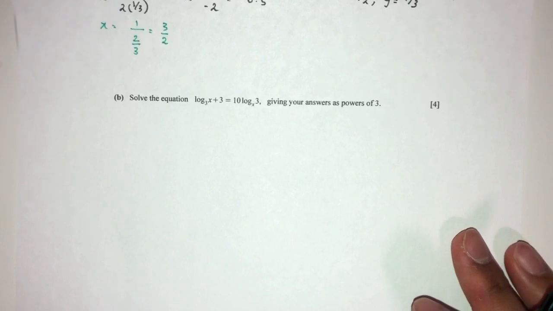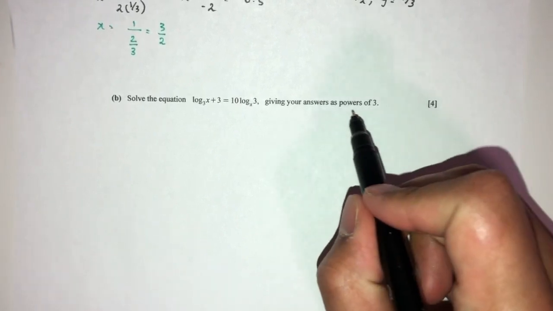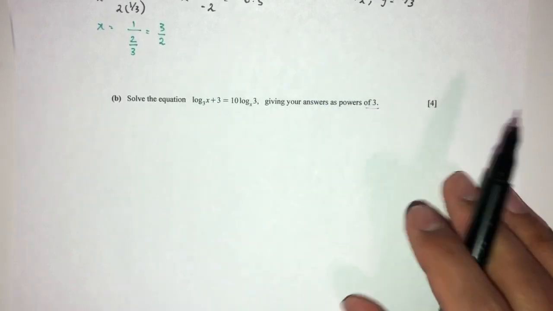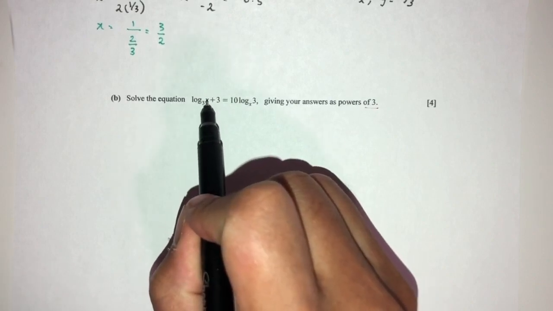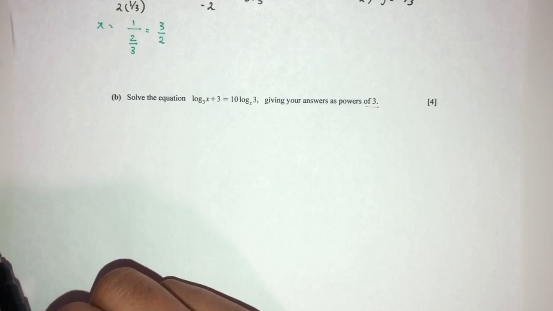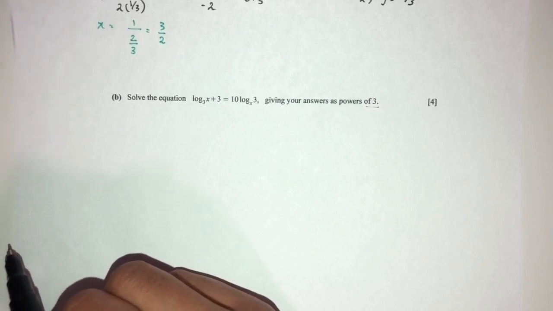Now let's move on to part B. So here we have to solve this equation, giving your answers as powers of 3. Okay. So let's do this. As you can see, we have log base 3 of x, but here we have log base x of 3. So it's not easy to work with. We have to change that to log base 3, so our life is easier.